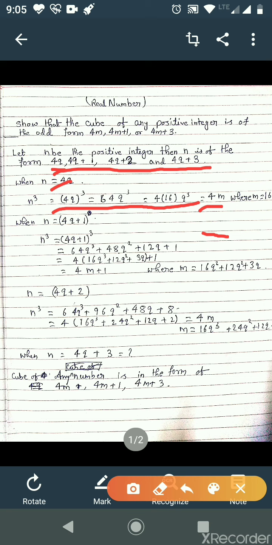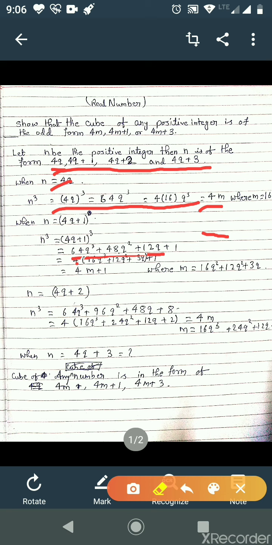Same goes for n equal to 4q plus 1. Cubing both sides, it will give 64q cube plus 48q square plus 12q plus 1. That means if you take 4 common, it will give you 4 times (16q cube plus 12q square plus 3q) plus 1. If you take this as m, we can write it as 4m plus 1.